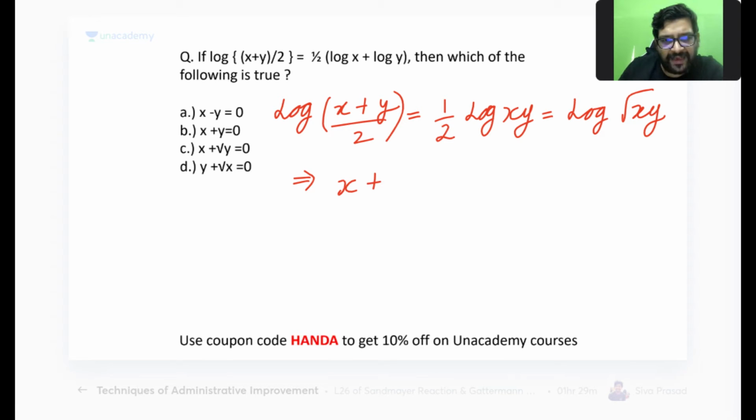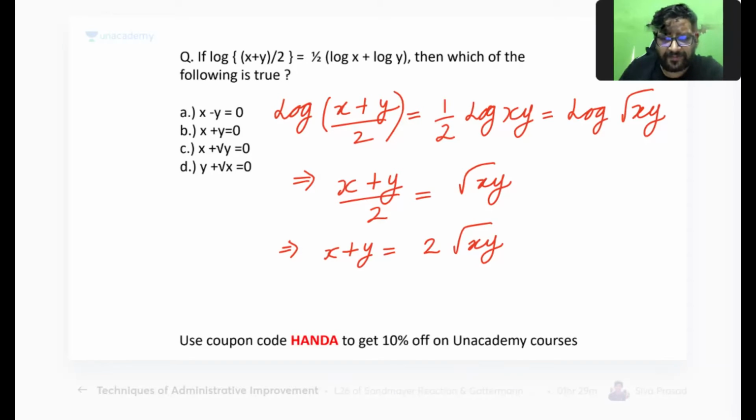So I have (x plus y) by 2 is equal to root xy. What will this lead to? This will be x plus y is equal to 2 root xy. From this, how do you get to one of these equations?